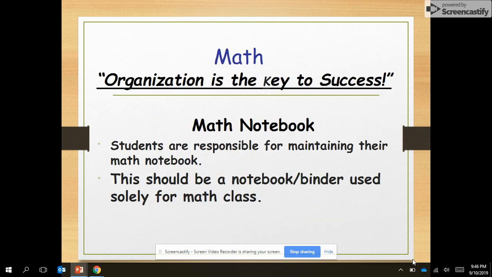So organization is the key to success. Have a math notebook. We recommend a 5-subject math notebook. Students are responsible for maintaining their math notebook, keeping it neat, keeping it organized, and that math notebook should solely be dedicated to math class. So us teachers, we don't need to be seeing social studies, ELA, science notes in their math notebook. Make sure that's just math.